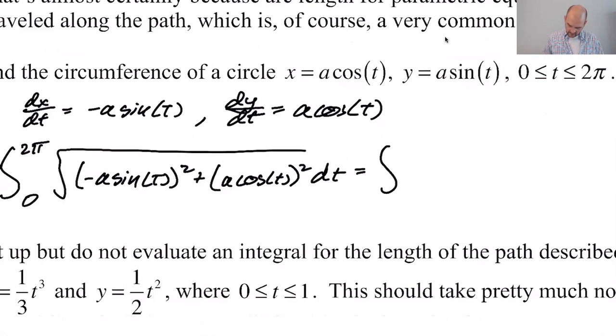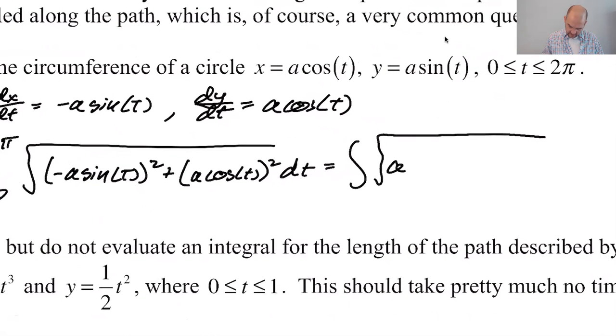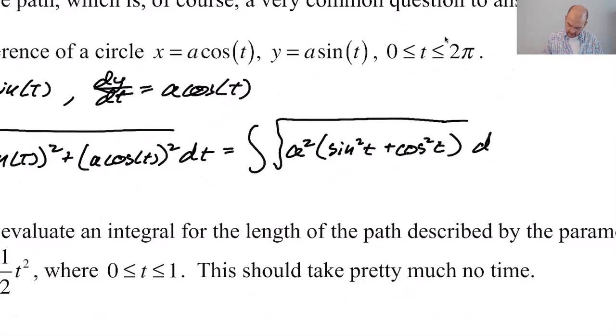So that's the integral of the square root of, I'm going to take out the a squared right now, a squared, and you get sine squared plus cosine squared.